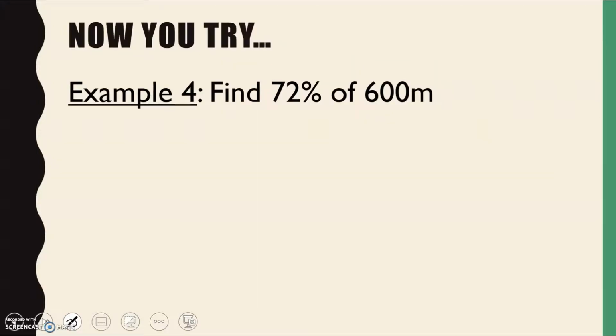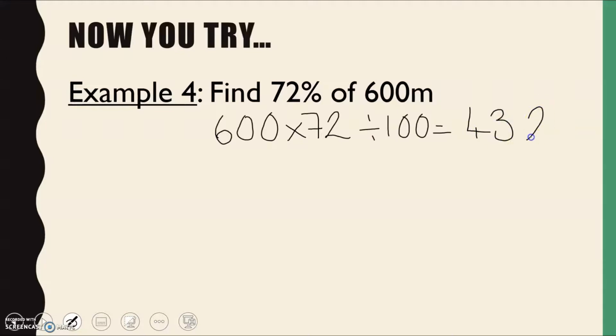Okay, I would like you guys to try example 4 for me. So pause the video, write down your working and see if you can get an answer to match mine. Alright, so what we should have done here would be 600 times by 72, divide by 100, and that should give me 432. It was meters, so I need meters in my answer. Hopefully your guys' work matched up with mine there. Well done if it did.